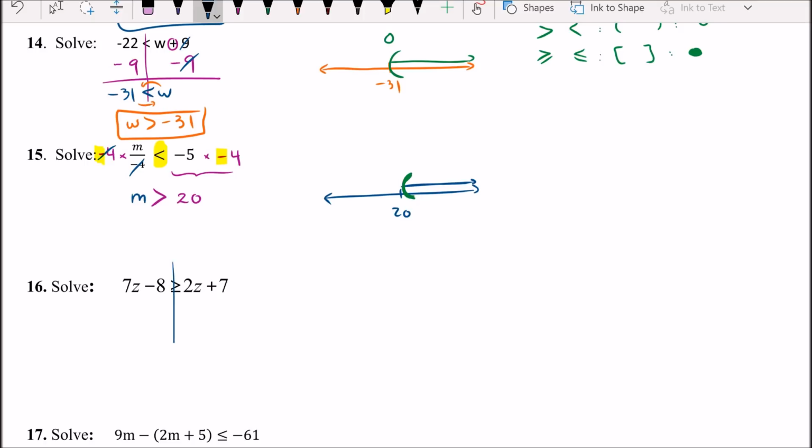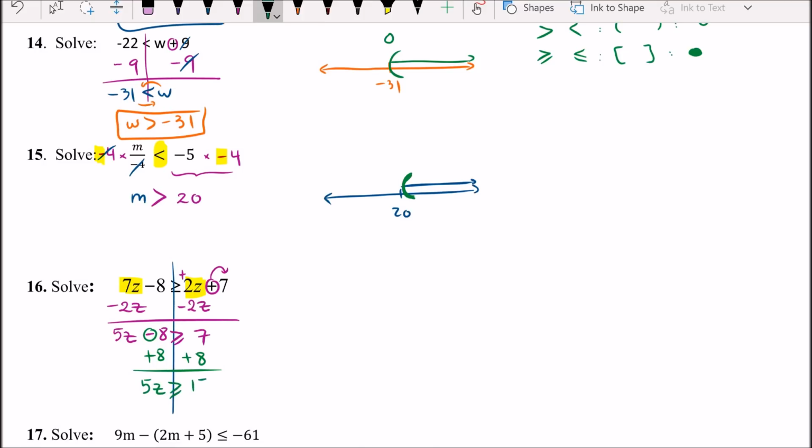Number 16. We have the variable on both sides. 7z and 2z are on both sides of the inequality sign. You need to bring one of them to the other. This positive belongs to 7z. 2z itself is positive. So you're going to subtract 2z on both sides. 7z minus 2z will give you 5z minus 8 greater than or equal to 7. Then to get z by itself, since it's negative 8, you're going to add 8 on both sides.